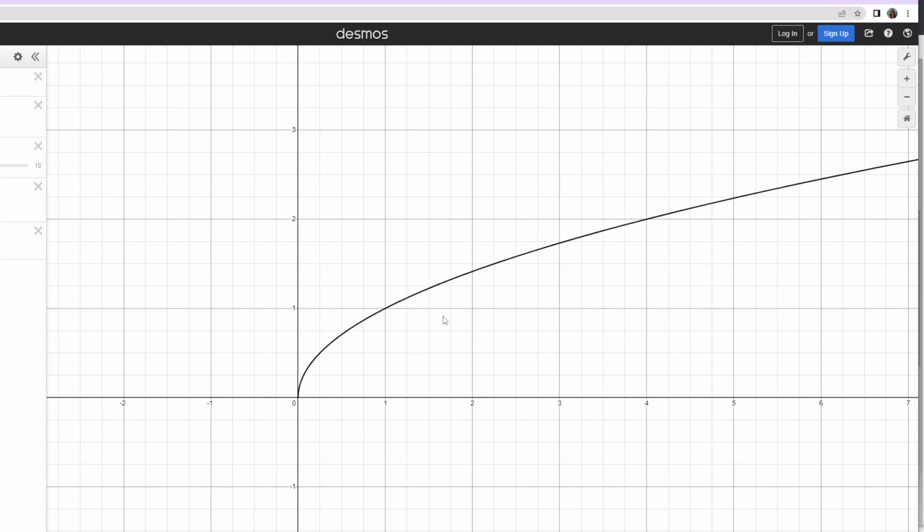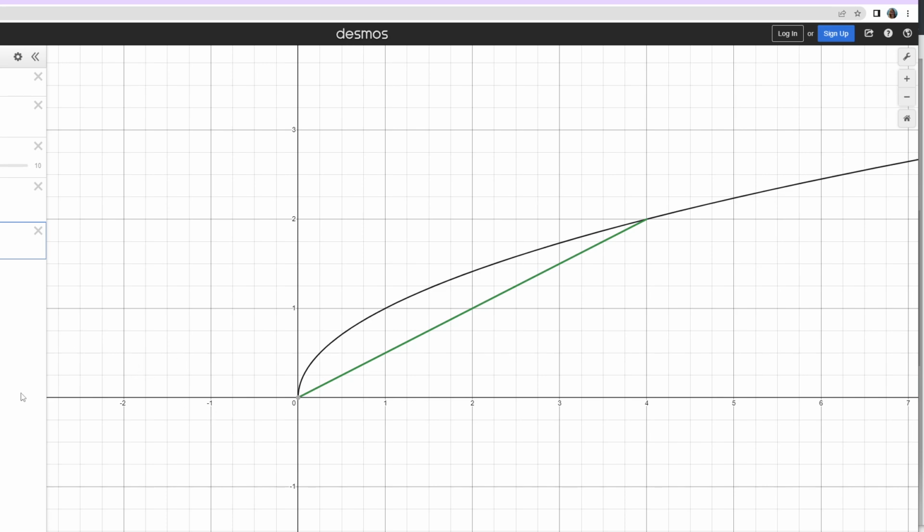So here's a graph of square root of x. And then let's look at the secant line, or the line between the two points. This is the line between the two points 0, 0, and 4, 2. So you can see that line there.